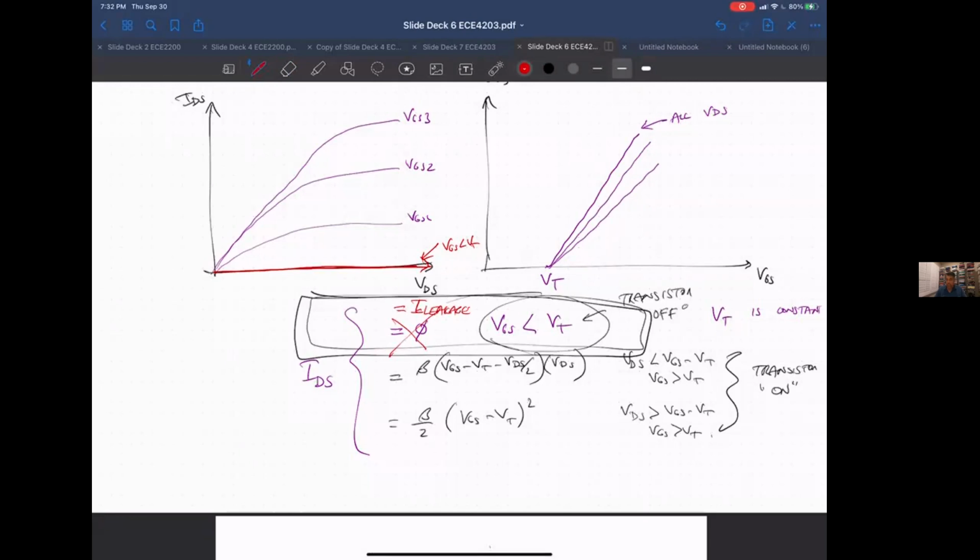Even when the transistor is... sorry, go ahead. Sorry, what did you say? Yeah, got it. Got it. Okay.